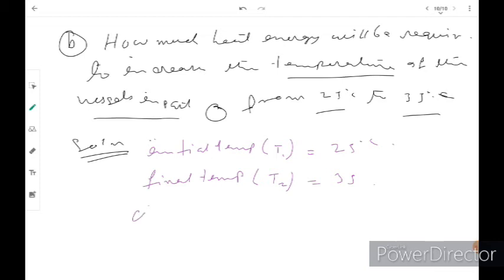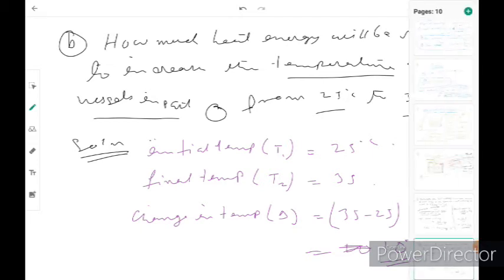Now the change in temperature is equal to 35 minus 25 degrees C, which is 10 degrees C. Now to find the heat energy Q, we know from the formula that heat energy is equal to mass into specific heat capacity into change in temperature.